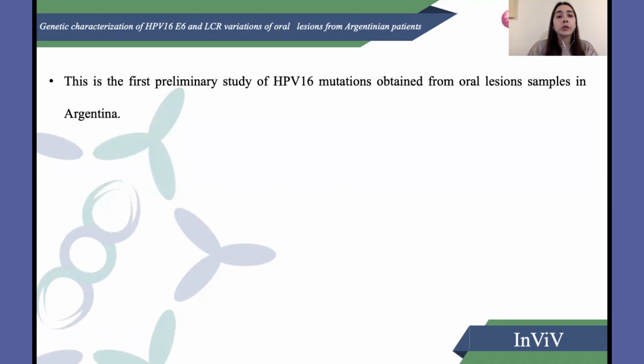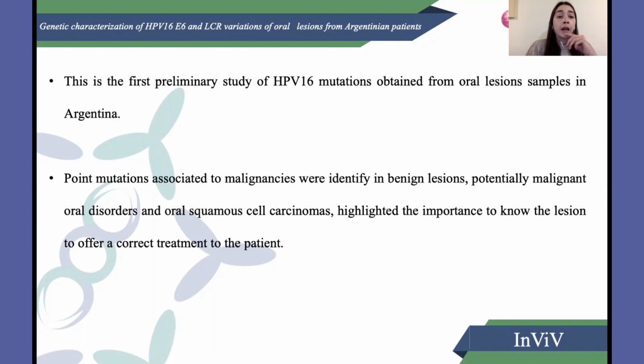As a conclusion, this is the first preliminary study of HPV16 mutations obtained from oral lesions from Argentinian patients. And point mutations associated with malignancies were identified in benign lesions, potentially malignant oral disorders, and oral squamous cell carcinoma, highlighting the importance of knowing the lesion to offer a correct treatment to the patient.